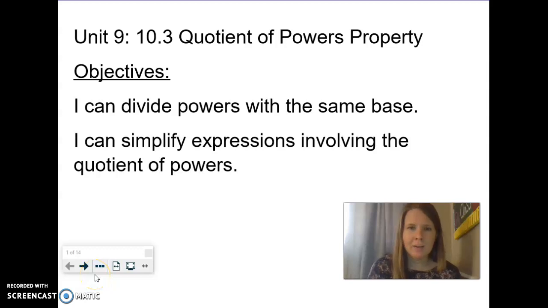Hello, 8th graders, and welcome to the third lesson here in Unit 9, which is Lesson 10.3, Quotient of Powers Property. Remember, quotient means to divide, so we're going to be talking about dividing things with certain exponents. Your two icons are: I can divide powers with the same base, and I can simplify expressions involving the quotient of powers.